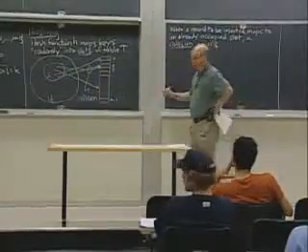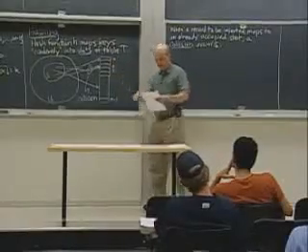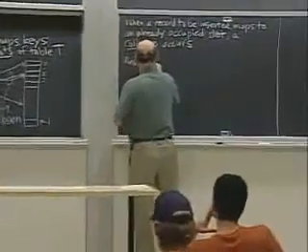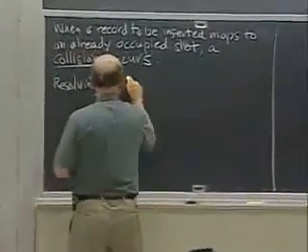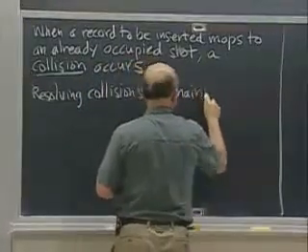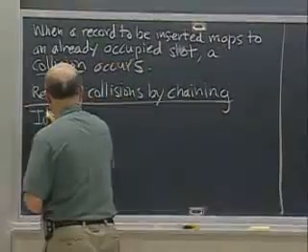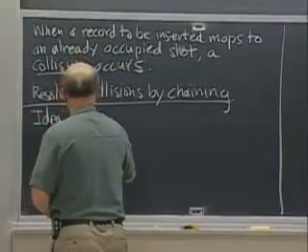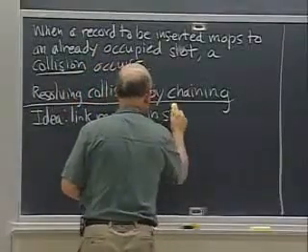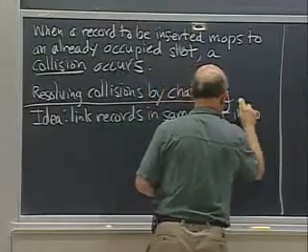Yeah, create a list for each slot, and just put all the elements that hash to the same slot into the list. That's called resolving collisions by chaining. The idea is to link records in the same slot into a list.